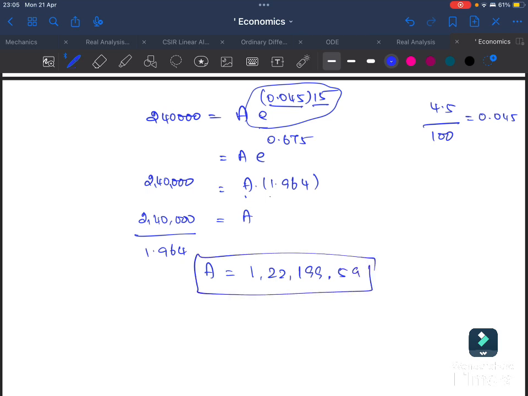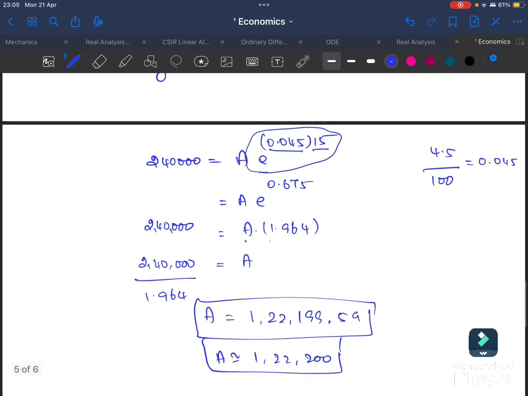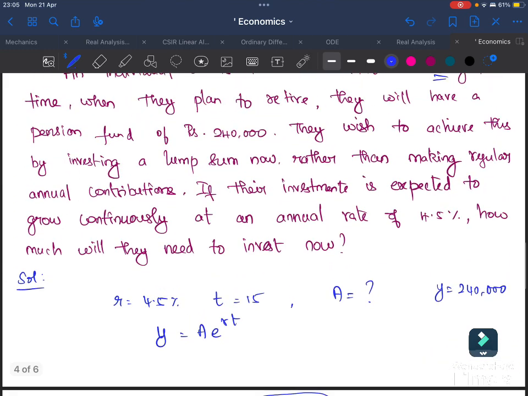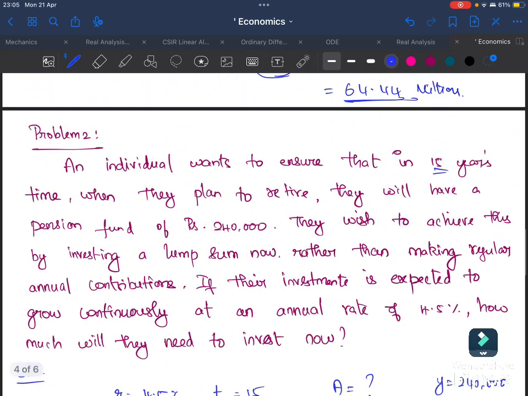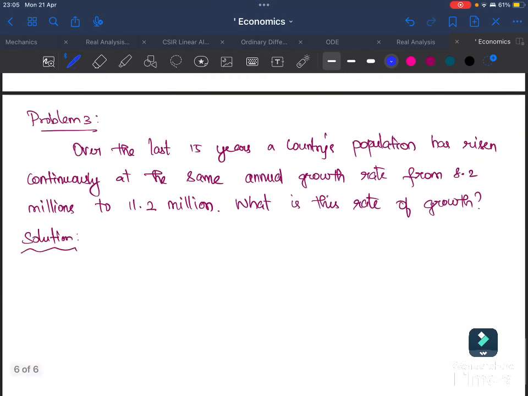So it can be 1,22,200, to be precise, or approximately it is 1,22,200. Since it's 59 paise, you can round it as 50 paise. So 1,22,200 is what they have to invest upfront. So after 15 years they will be getting 2,40,000 with this 4.5 interest in 15 years time. Okay, so this is type 2.